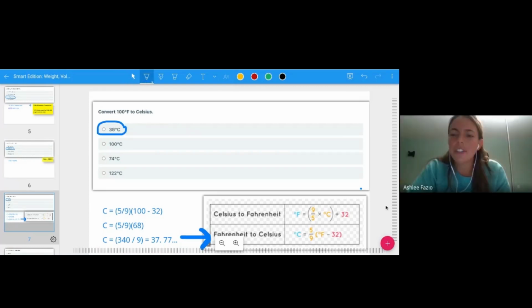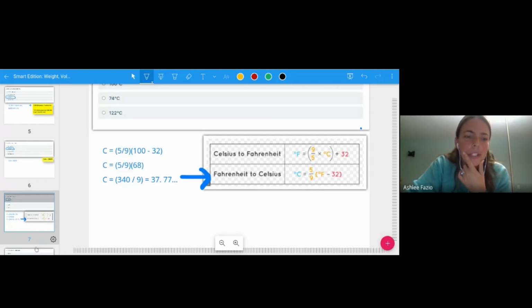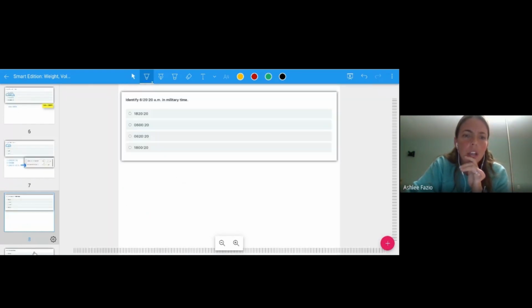Awesome. So again, these two formulas are good to know, at least one of them. If you have them both memorized, that is awesome. If we have time later, maybe we'll come back and do a Celsius to Fahrenheit just to check that out. So let's see what we've got next.